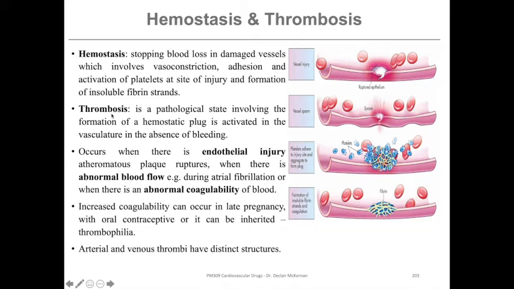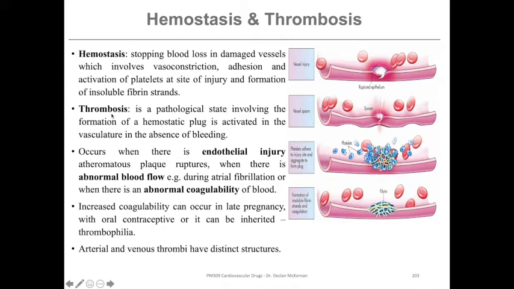Thrombosis, on the other hand, is a pathological state involving the formation of a hemostatic plug that is activated in the vasculature in the absence of any bleeding. This occurs when there is endothelial injury, atheromatous plaque ruptures, when there is abnormal blood flow, for example during atrial fibrillation, or when there is abnormal coagulability of blood. Increased coagulability can occur in pregnancy. It can occur with the use of oral contraceptives, or it can be inherited in conditions like thrombophilia.